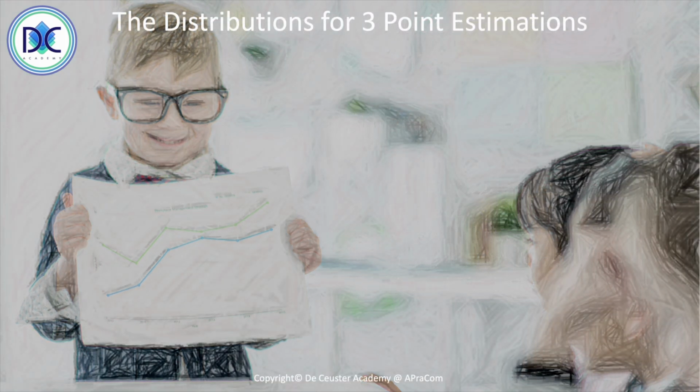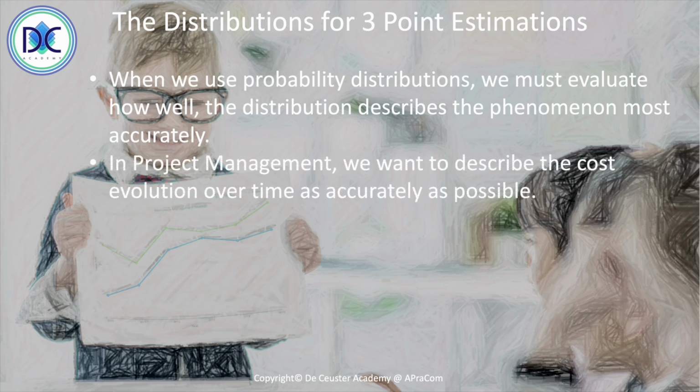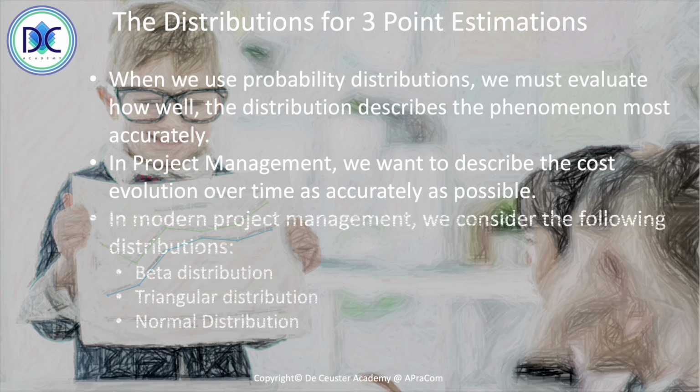So let's have a look at the distributions that we will be using for the 3-point estimations. Now, when we are selecting a distribution, it's very important to find a distribution with the correct form. We try to describe the evolution over time as accurately as possible. And when we look at the PERT method, we're going to consider basically three probability distributions: the beta distribution, the triangular distribution, and the normal distribution.